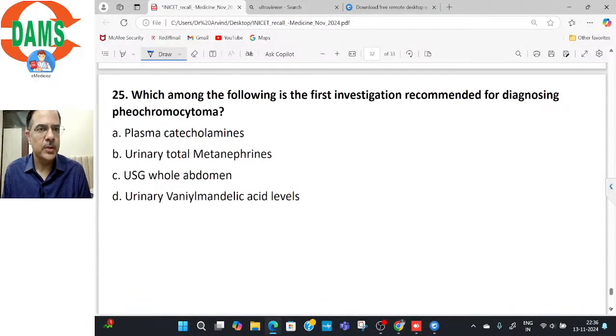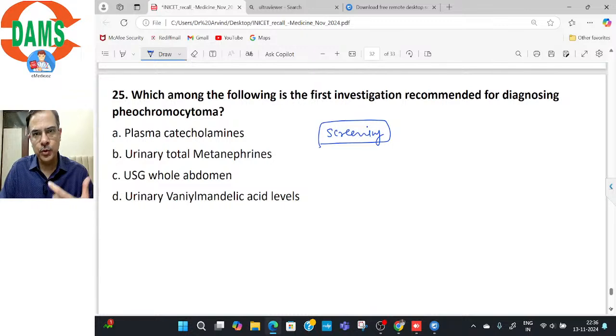Now question number 25. Which among the following is the first investigation recommended for diagnosing pheochromocytoma? They are asking about the screening test. The screening test for pheochromocytoma should be a sensitive test. Out of these, the sensitive test is urinary level of total metanephrine. It will be the most important sensitive test. The specific test will be the DOPA PET CT scan, or MRI will be done.